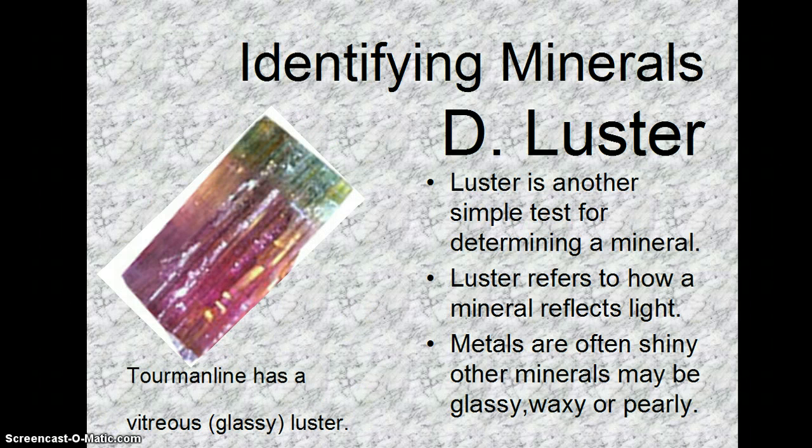Luster. Luster has to do with how shiny a mineral is. Luster refers to how a mineral reflects light. Metals are often shiny. Other minerals may be glassy, waxy, or kind of pearly. So it's the reflection, the shininess of a mineral. Some minerals are very dull looking, so they have no luster. Some minerals are very shiny and do have a luster.